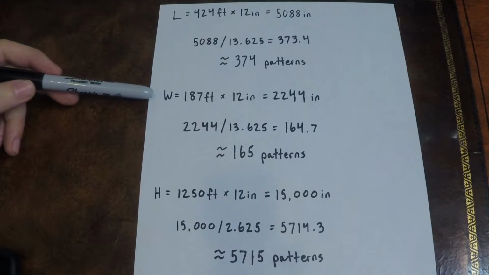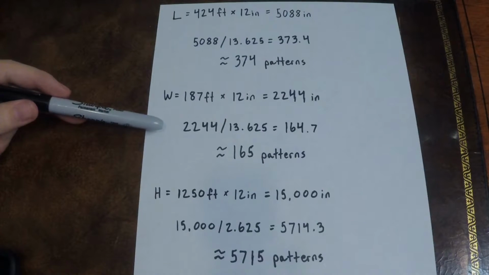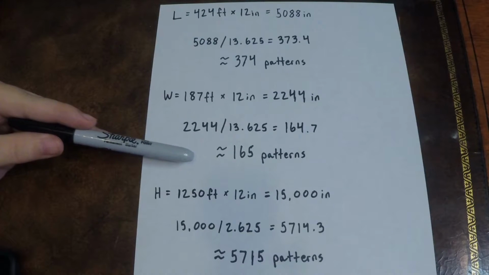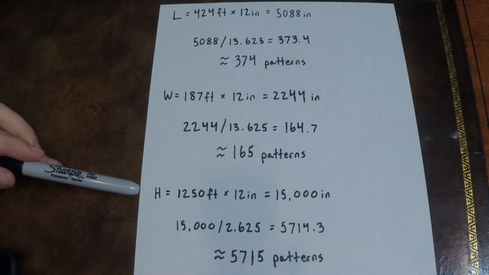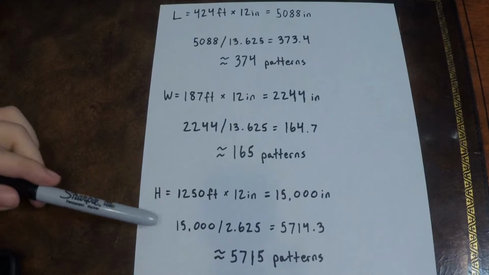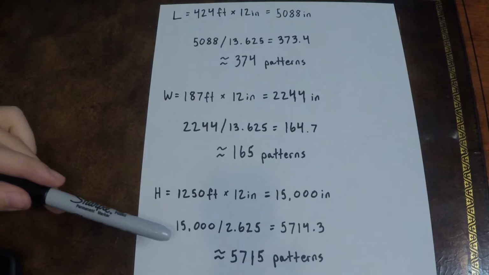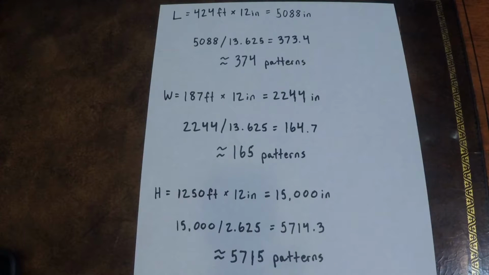Similarly, with the width, we're going to multiply that by 12 inches, and it's going to give us 2,244 inches. We'll then also divide that by the length of our pattern, and it shows that we need 165 patterns to stretch the width of the Empire State Building. Finally, for the height, which we've also converted to inches, we're going to divide that by the total height of one pattern, which is 2.625 inches. And we'll see that we need 5,715 patterns to reach the height of the Empire State Building.